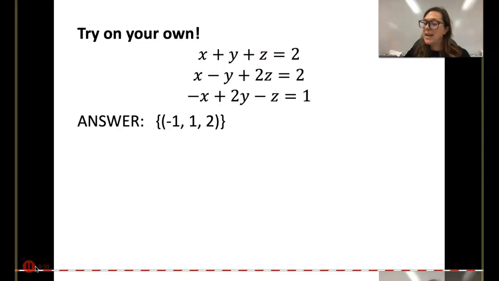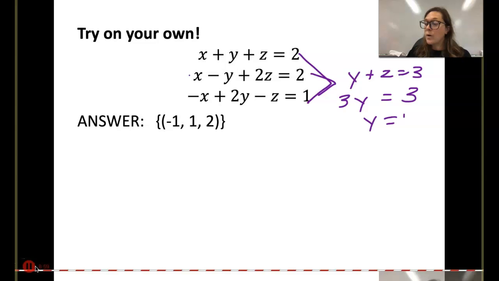So if you would have went with x, we could have done line 2 and 3, which would have gotten you y plus z equals 3. Then you could have done 1 and 3, which would have gotten you to 3y equals 3, because notice your z's cancel out there. So then you get y equals 1 right away. Plug that into here. 1 plus z equals 3. So z is equal to 2.